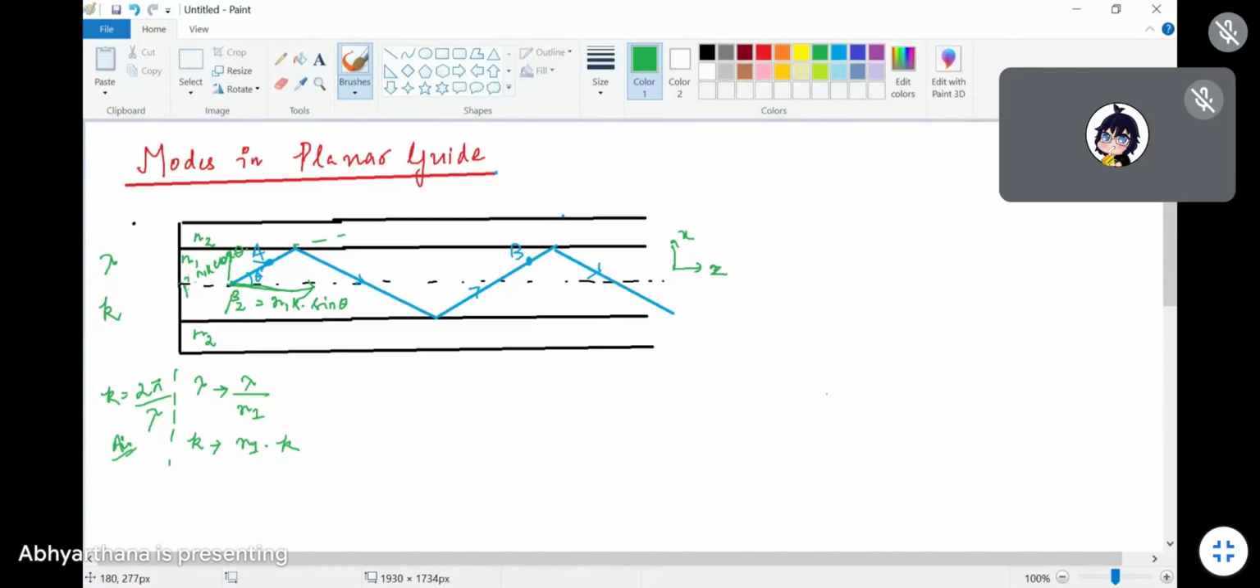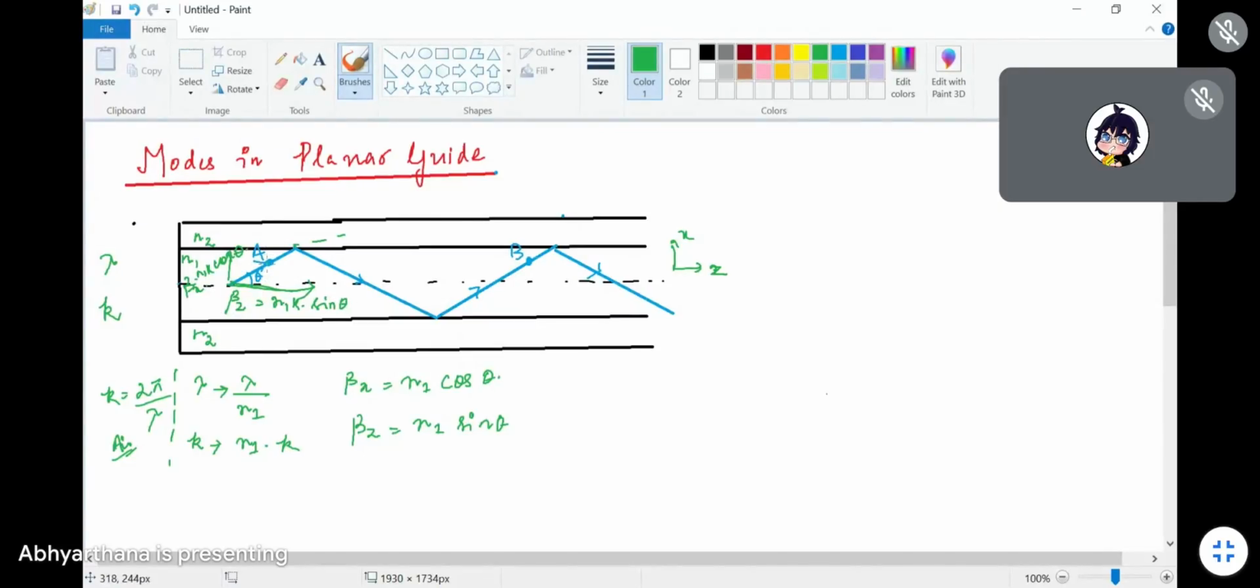This function is your beta x function. Now I'm just writing here, beta x is equal to n1 cos theta, beta z is... these are the two components. I hope you remember from your electromagnetic field theory. We used to do this a lot, right? So here, your wave is traveling along the z-axis. This component of z will not be considered. The component of x will be considered over here, not the z.